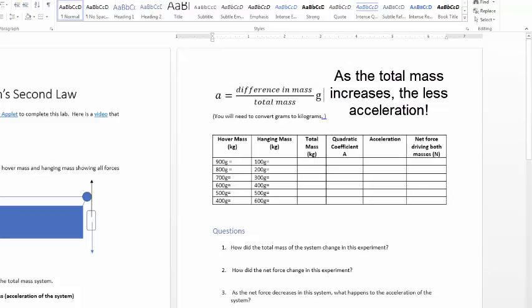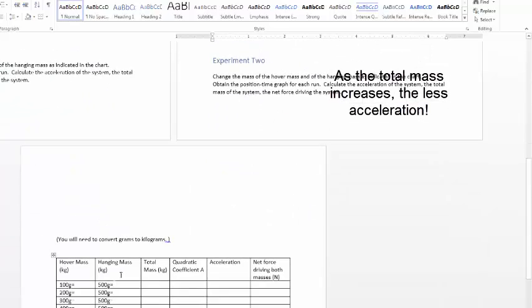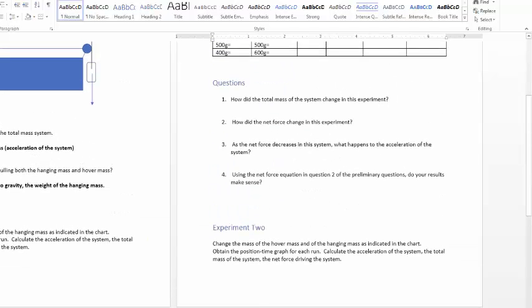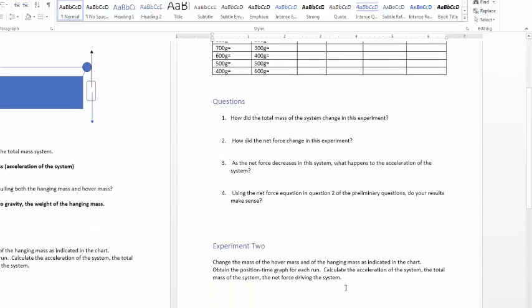Now that makes common sense, because if you're always using the same hanging mass, and your total mass is getting bigger and bigger, then you're always going to have less acceleration, because you're trying to accelerate more and more mass with the same force.